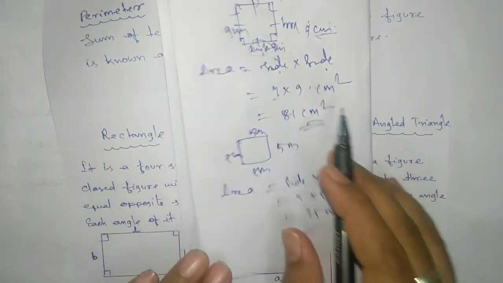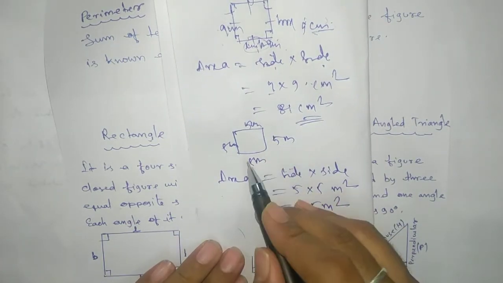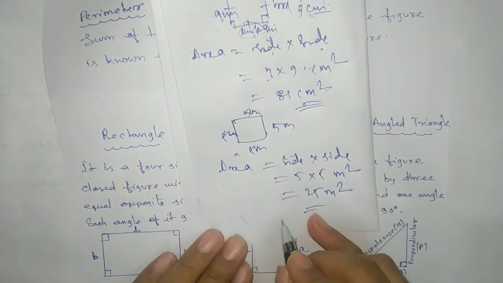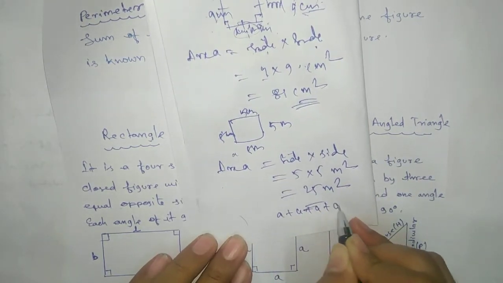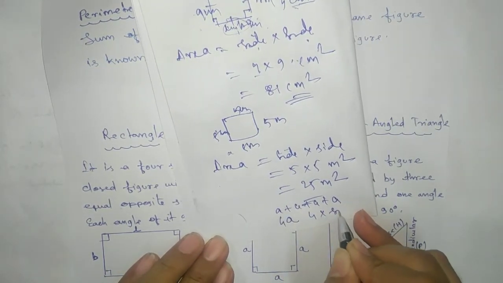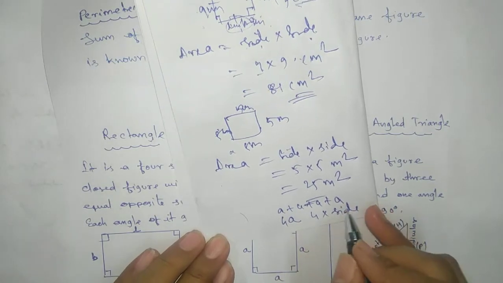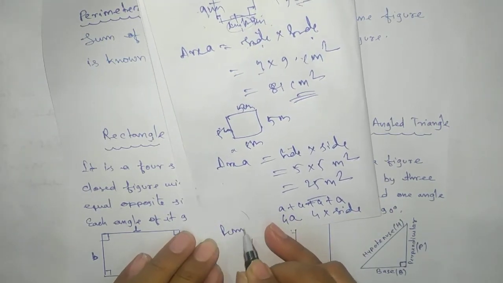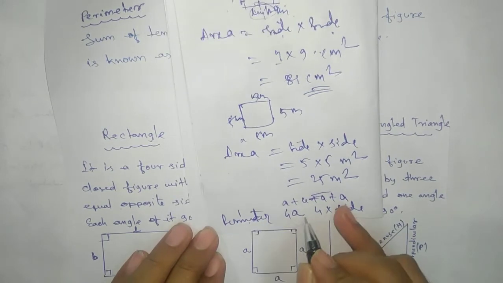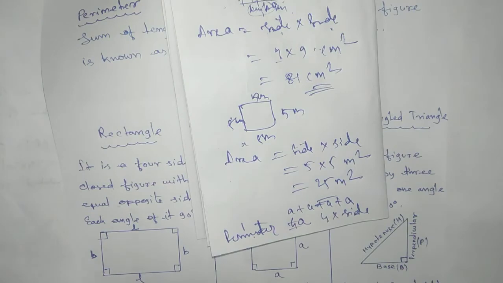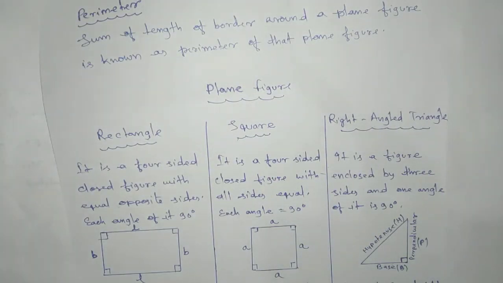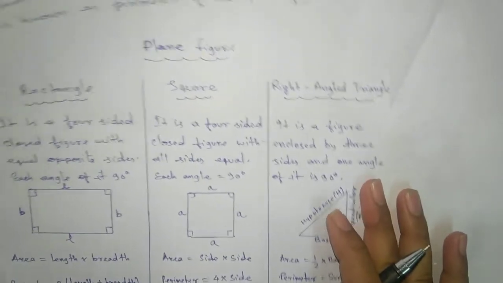Okay, the perimeter means sum of all sides. If we take this side as a, there are a plus a plus a plus a, that means 4a. 4a means what? 4 into side. A means the length of the side. Therefore perimeter equals 4 into side. This is the formula for the perimeter of a square.